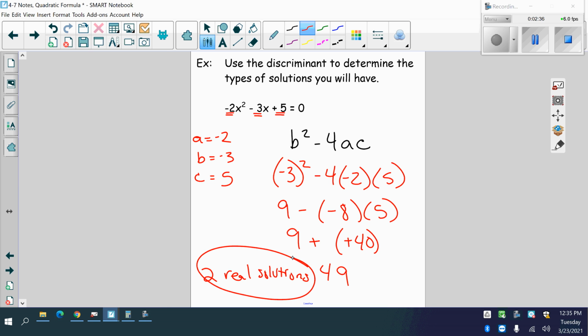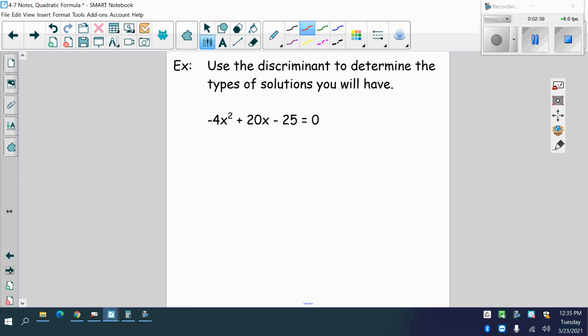Let's do another example. Use the discriminant to determine the types of solutions we'll have. Well, first we have to identify what a, b, and c are. a is -4, b is 20, and c is -25. The discriminant is just b squared minus 4 times a times c, and now I'm going to plug them in. b is 20, so I have 20 squared minus 4 times -4 times -25.